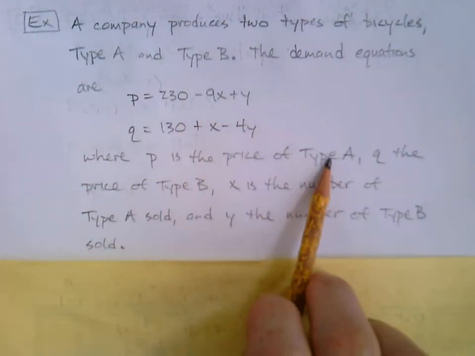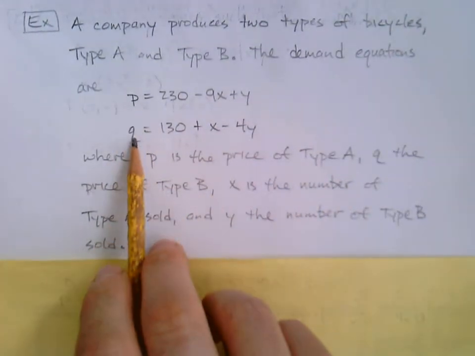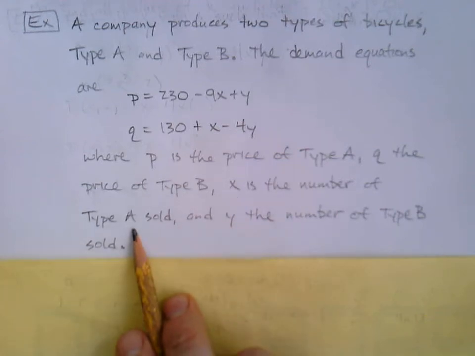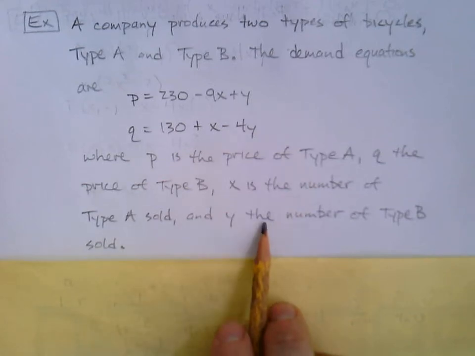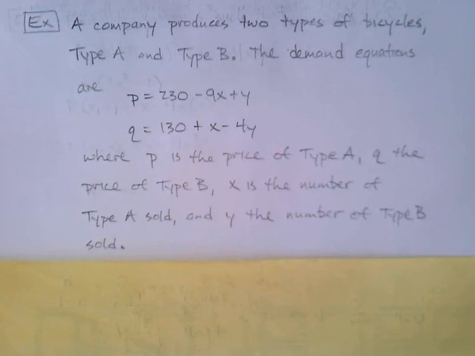P is the price of type A, Q is the price of type B. So that's how much we're going to charge for each type of bicycle. X is the number of type A that we're going to sell. So you'd say that's the demand of type A. Y is the demand of type B. It's how many of those types of bicycles we're going to sell.